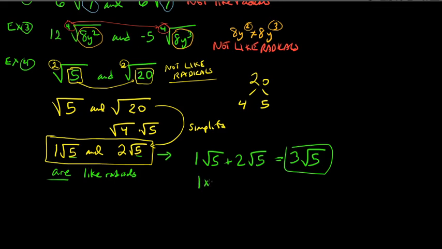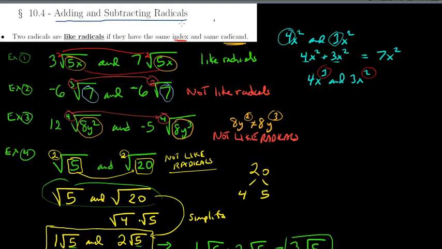But you can only do that because they're like radicals. It's like adding 1x plus 2x. You get 3x, right? But originally, it looked more like x plus y. So I might have 3x plus 4y. These are not like terms, so these cannot be added. These cannot be simplified any further, right? So we can only add or subtract radicals if they're like radicals, right?